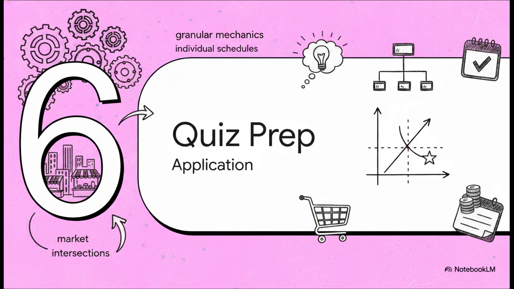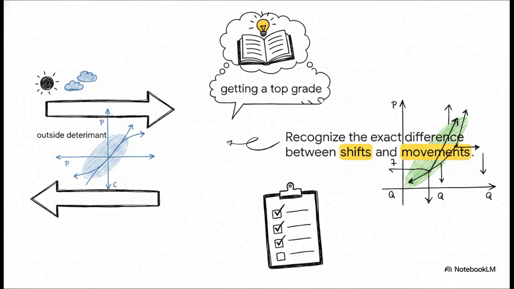Finally, Section 6, Preparing for your quiz. You've mastered the granular mechanics, from individual schedules to market intersections, so let's focus on real-world application. With your in-class quiz coming up, rote memorization just isn't going to cut it. Recognizing the exact difference between a shift caused by an outside determinant and a movement caused by a simple price change is what will secure you a top grade. The details are where you're going to find the answers.